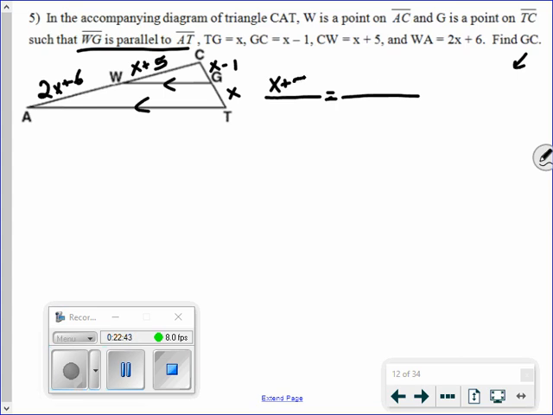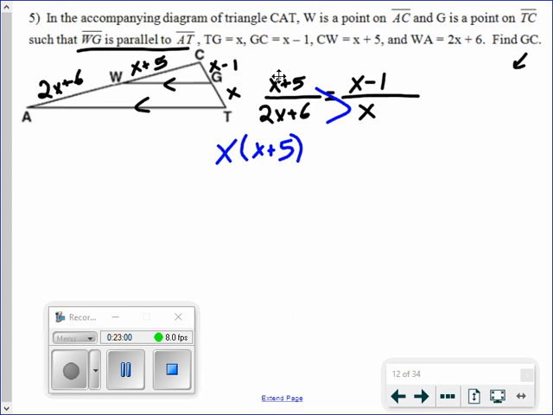I could do x plus 5 over 2x plus 6, and then back to the small triangle, x minus 1 over x. So this one is going to bring us back to algebra. I am going to cross multiply that, and I'm going to cross multiply this.